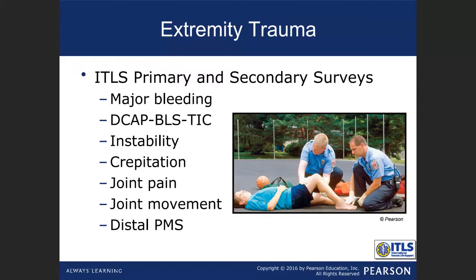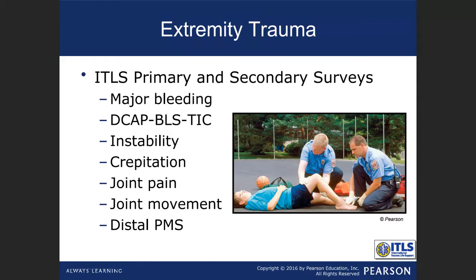If the ABCs are fine, then you focus on the injury. When you're focusing on the injury, you expose, you let your partner control the limb, you check your PMS bilaterally. Based on your findings, you choose the most appropriate splint based on the situation. Stabilize the limb, then recheck your PMS, and you package your patient for transport.